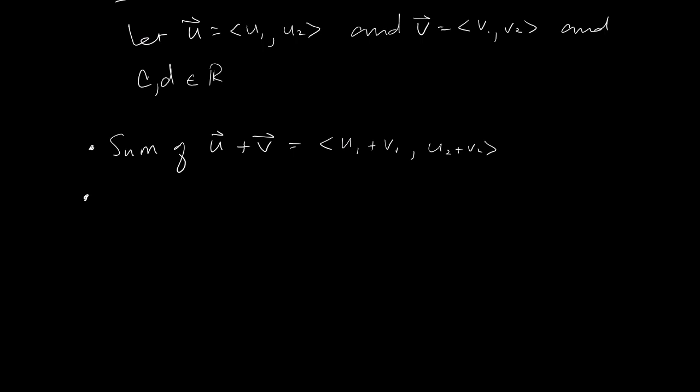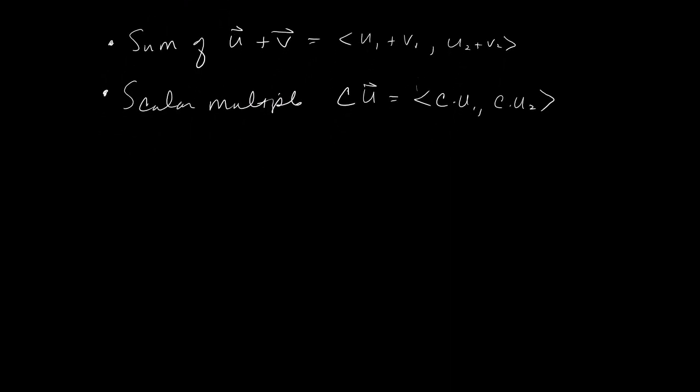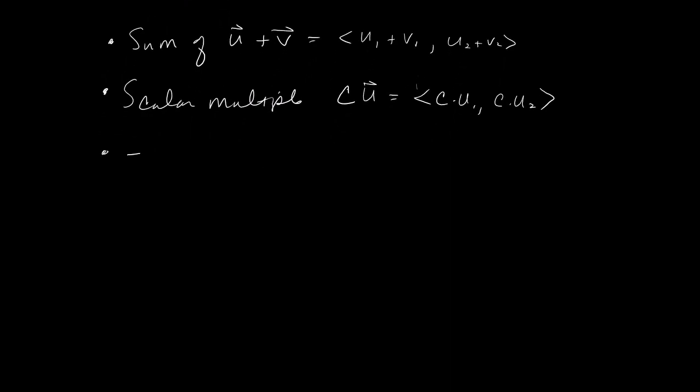Next, the scalar multiple. This is what we just saw. c times u is just the vector c times u1 and c times u2. So that would be in component form. The opposite of a vector is just going to be the same as multiplying by the scalar -1. That's going to be the opposite of v1, opposite of v2. So it's going to be moving in the exact opposite direction.